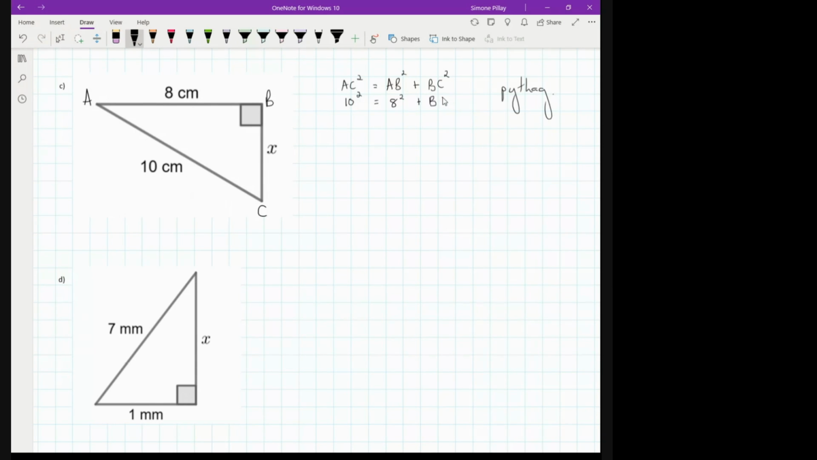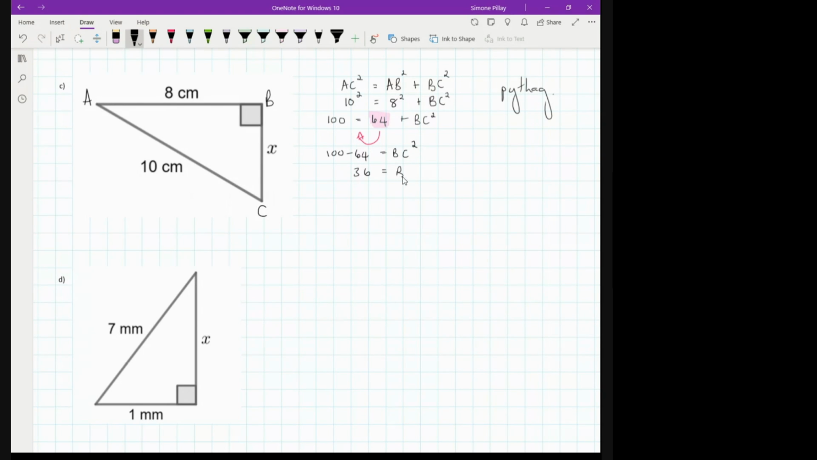So 10 centimeters squared is 100, equals 64 plus BC squared. Beautiful. 100 minus 64 is 36. We transpose, yeah. So 100 minus 64 is 36.